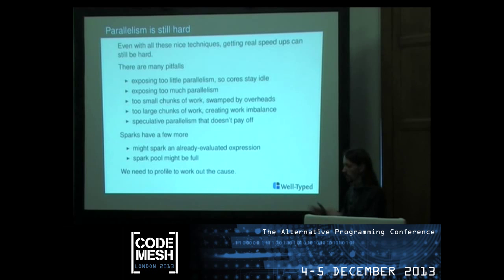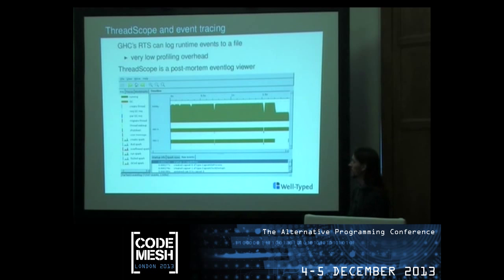And there are a few other details to do with sparks, the evaluation mechanism. Spark pools might be full, or you might be sparking something which has already been evaluated. There are things that can go wrong. So we need to use a profiler to work it out, and we have this profiler. The runtime system does event logging, with a binary event log format, and it's quite low overhead, so it doesn't interfere with the evaluation of your program too much.